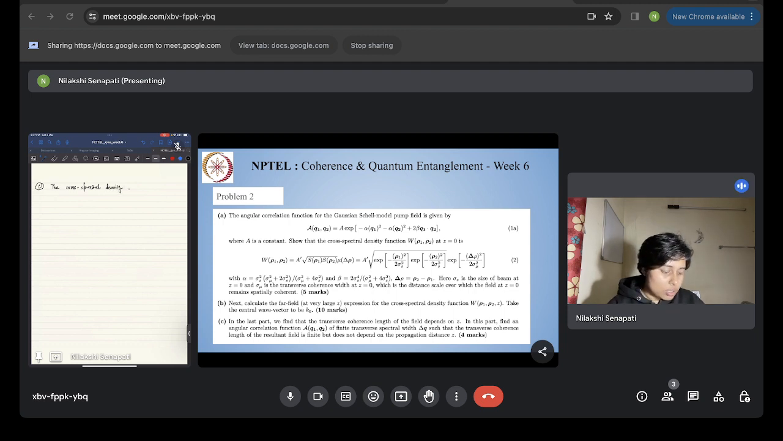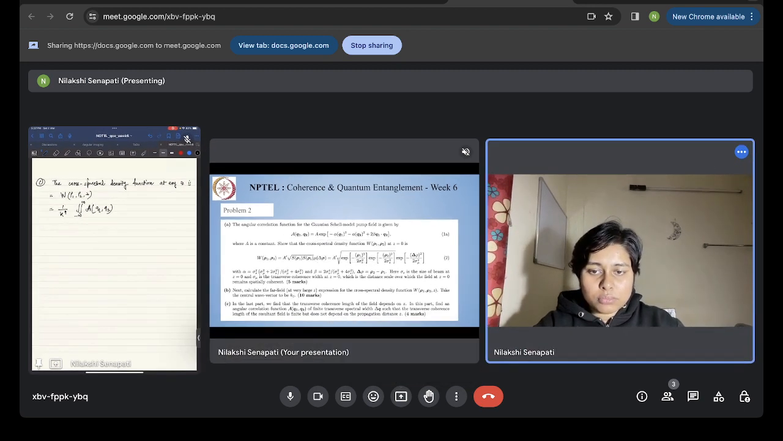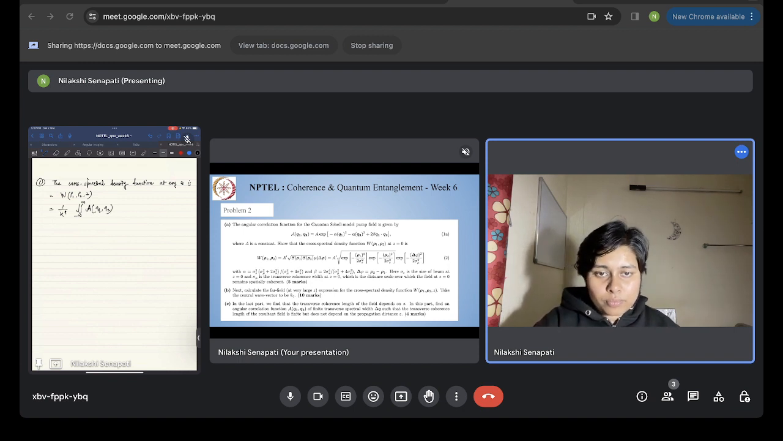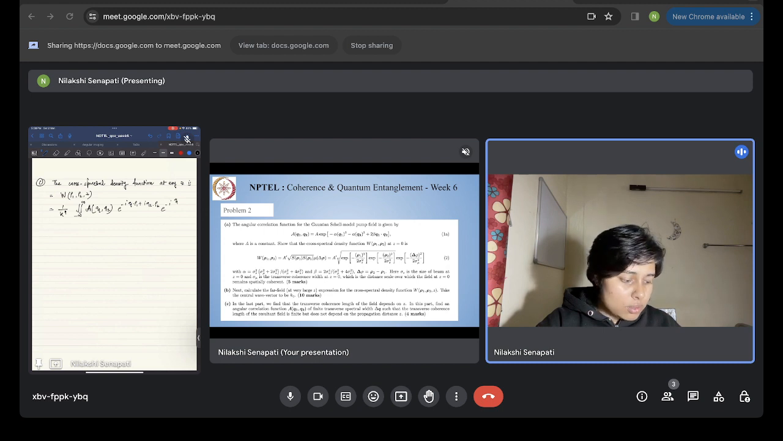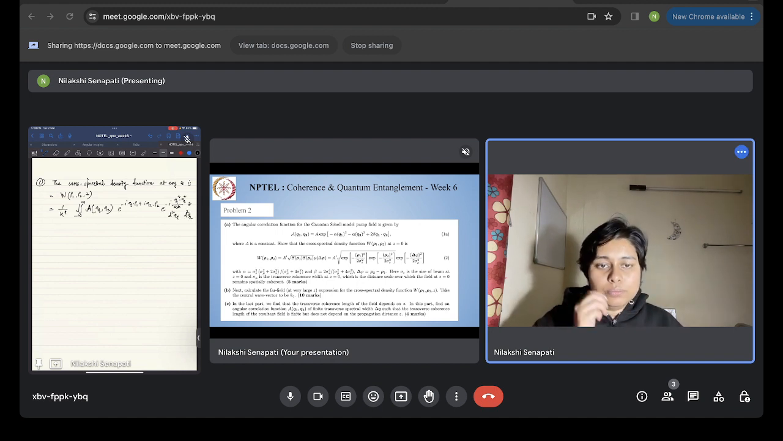The cross spectral density function at any distance z is W(ρ1, ρ2, z) equal to 1 by k to the power 4, integration from minus infinity to infinity, A(q1, q2), with exponent minus i q1 ρ1 plus i q2 ρ2, with exponent minus i (q1 squared minus q2 squared) by 2k z, d2q1 d2q2.